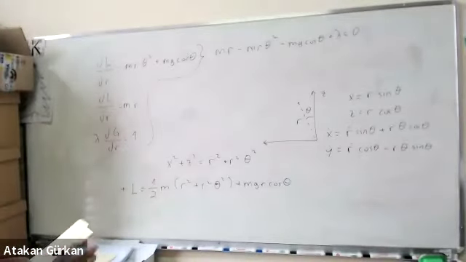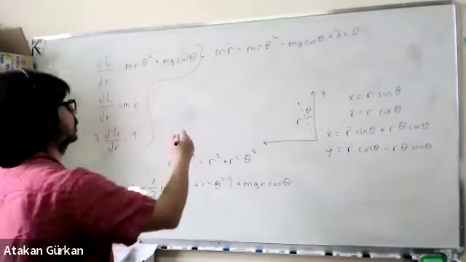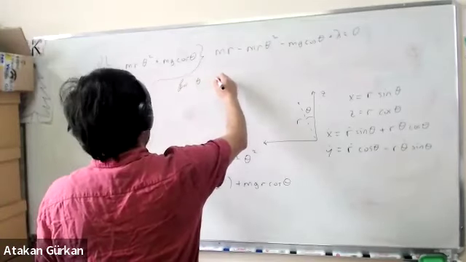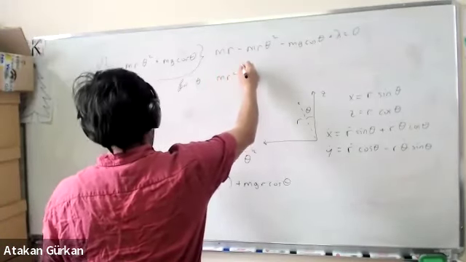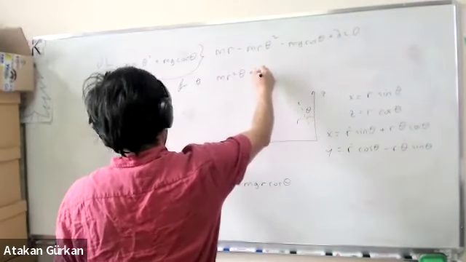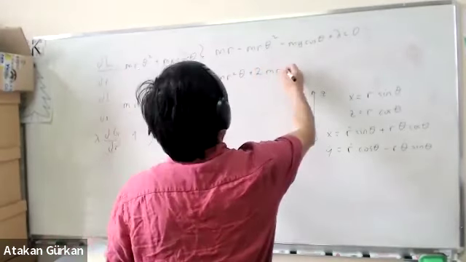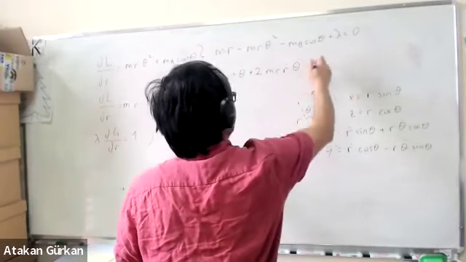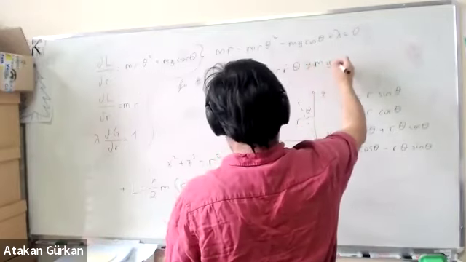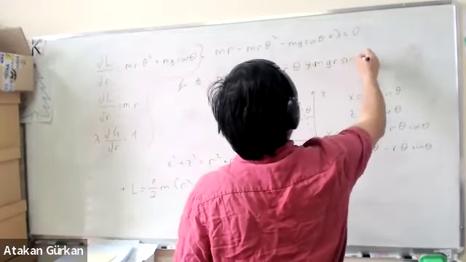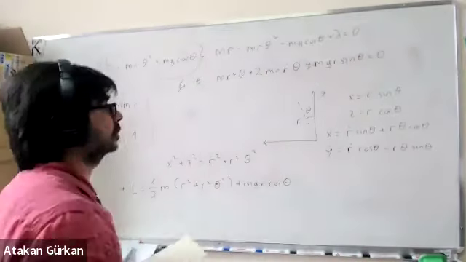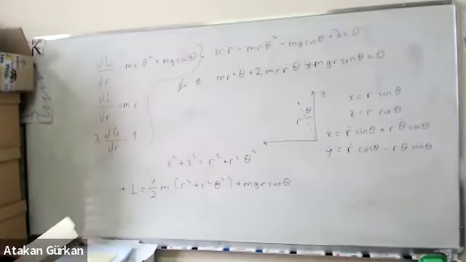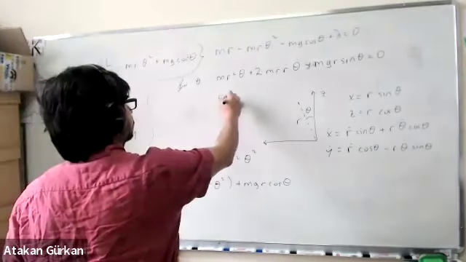The second equation, you just go through the same thing. For theta, we get m r squared theta double dot plus 2m r r dot theta dot plus mgr sine theta equals 0. The constraint equation doesn't depend on theta, so the Lagrange multiplier doesn't enter this one. And we also have r equals a.